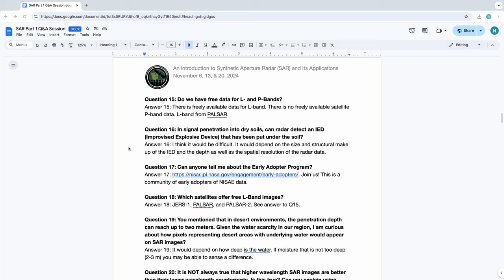Can anyone tell me about the early adopters program? NISAR has an early adopters program, and I put the link here. You can join this program. The idea behind the early adopters is to have the potential NISAR applications community indicate how they can use NISAR data, and the NISAR program will provide some guidelines on what the capabilities of the data are and how the data can be used. So it's just a community of, as the name says, early adopters of NISAR data.